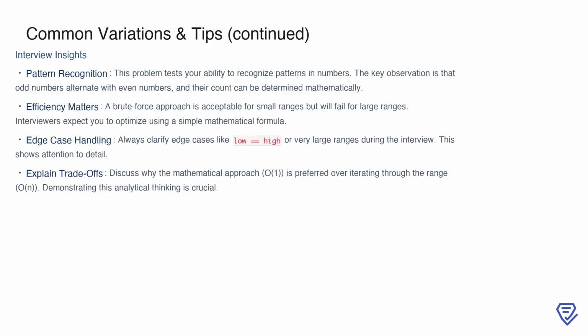For instance, scenarios like low equals high or very large ranges require careful consideration, and clarifying these during the interview demonstrates your thoroughness. Finally, being able to explain the trade-offs between approaches is essential. For example, you might highlight why an O(1) mathematical formula is far superior to an O(n) iterative solution. This ability to analyze and articulate the reasoning behind your choices is highly valued by interviewers.